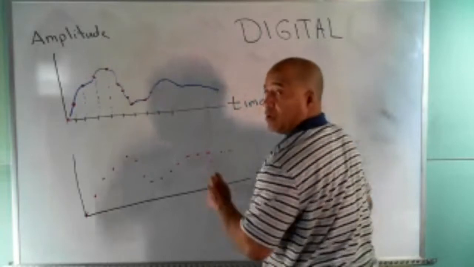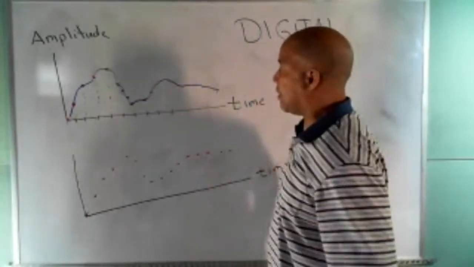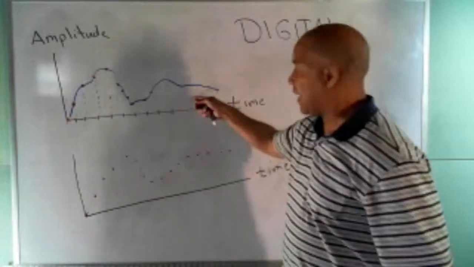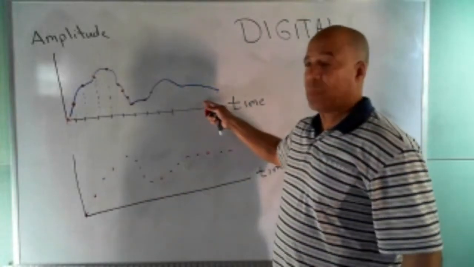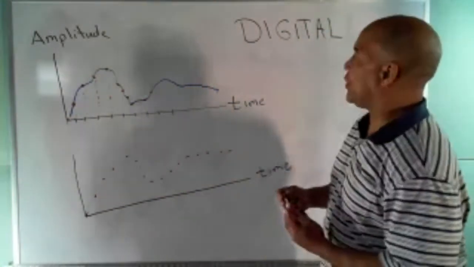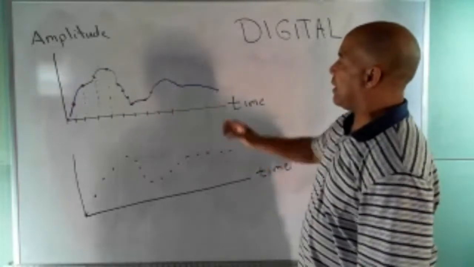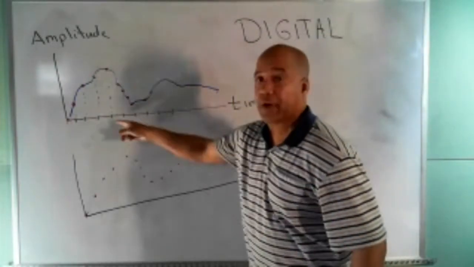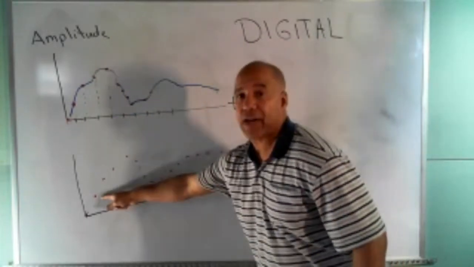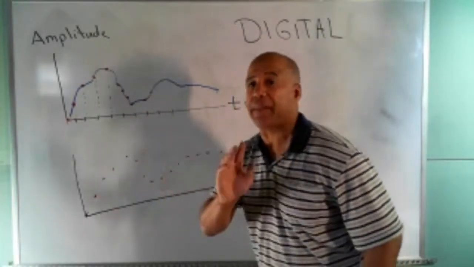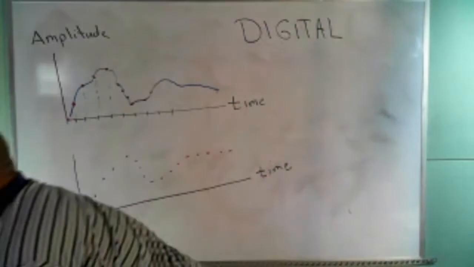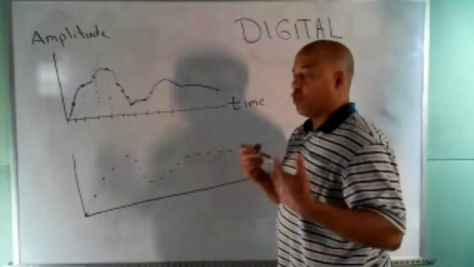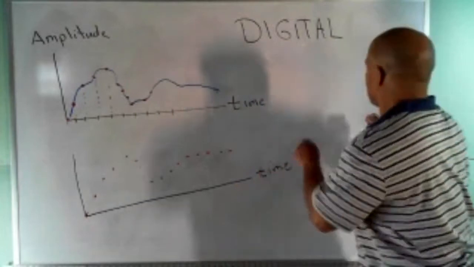When I was coming up, we had things where you connect the dots. If you connected these dots, you'd have that analog signal back. So what happens is the circuitry goes in and samples the analog signal at regular intervals and produces this value right here, but it doesn't stop there. What happens next is that each one of these dots is given a numeric number or code.